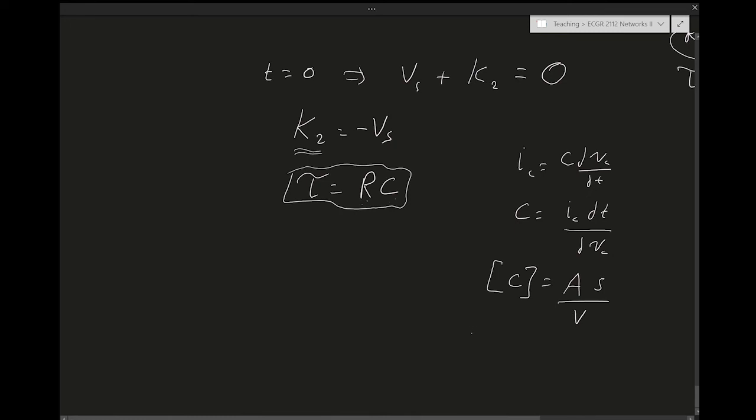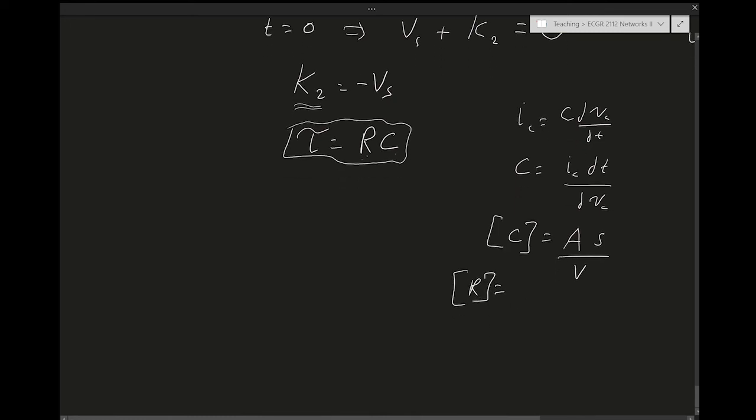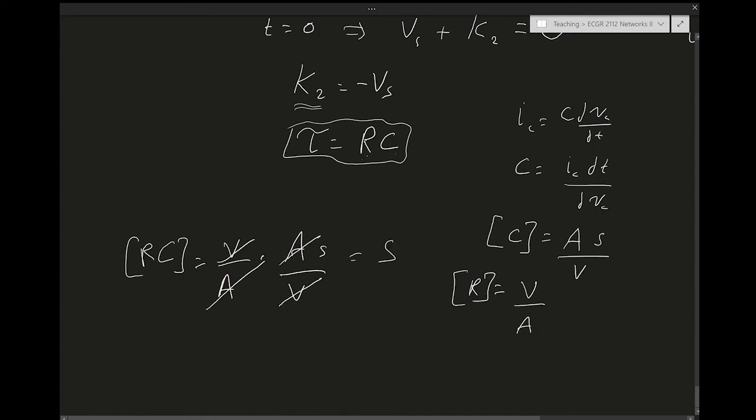And the units of R, resistance, we know that resistance is voltage over current. So the units of RC are going to be the unit of R times the unit of C, amp second over voltage. Amp cancels with amp, voltage cancels with voltage. We end up with seconds. So this equation makes sense, at least from the perspective of the units or the dimensions.